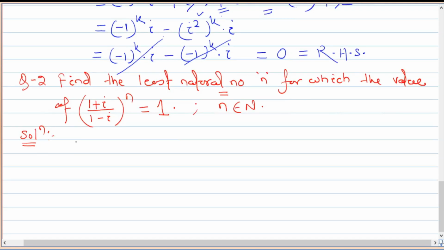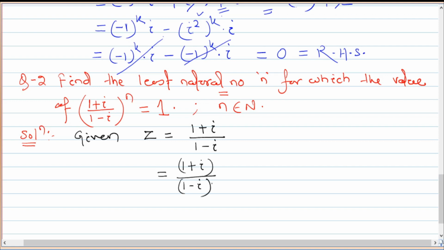You see here, first, what are the given conditions? Given z is equal to (1 plus i) divided by (1 minus i). So this one you have to express first in a plus ib form. How is it? Already we have discussed that in the previous episode: (1 plus i) divided by (1 minus i). The conjugate of the denominator 1 minus i is 1 plus i, so 1 plus i should be multiplied with the numerator as well as with the denominator.